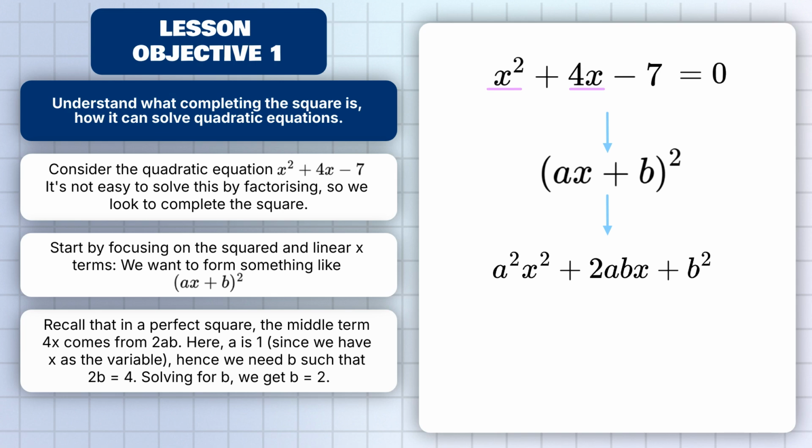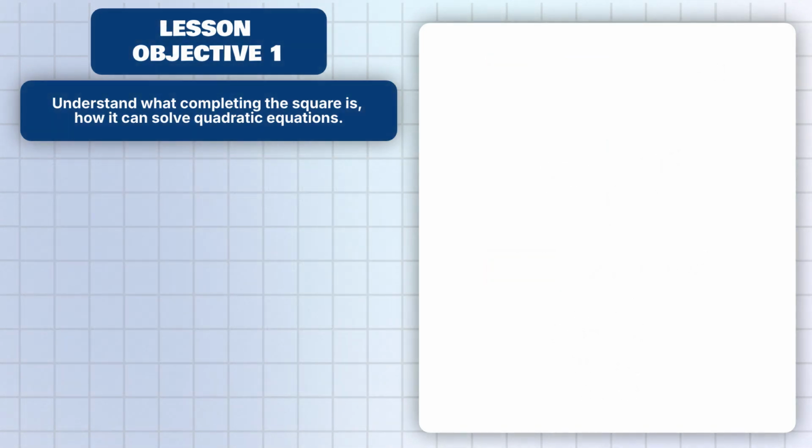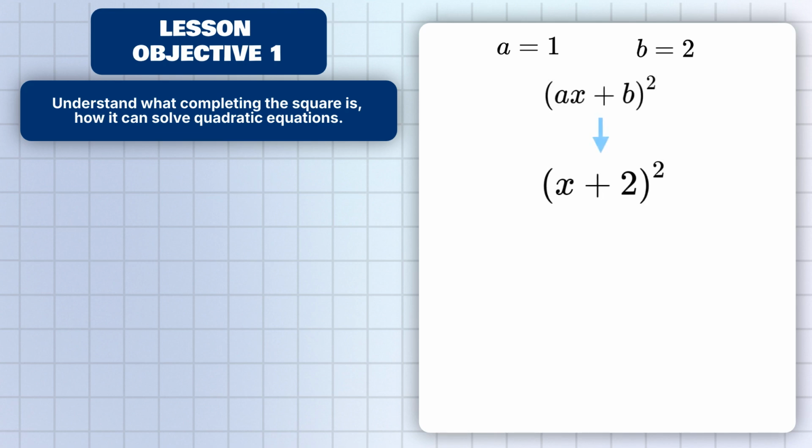This tells us that the 4x term comes from 2ab. Here, a is 1 since there is no coefficient in front of the x squared term. Hence, we need to find b such that 2b equals 4. Solving for b, we get b equals 2. So we have found that a equals 1 and b equals 2. Let's input this into the form (ax + b) squared to get (x + 2) squared.